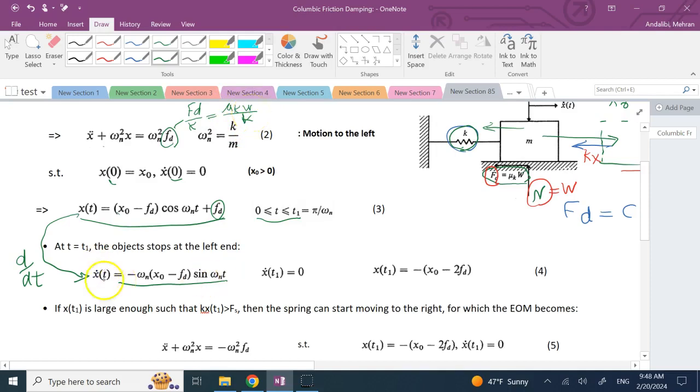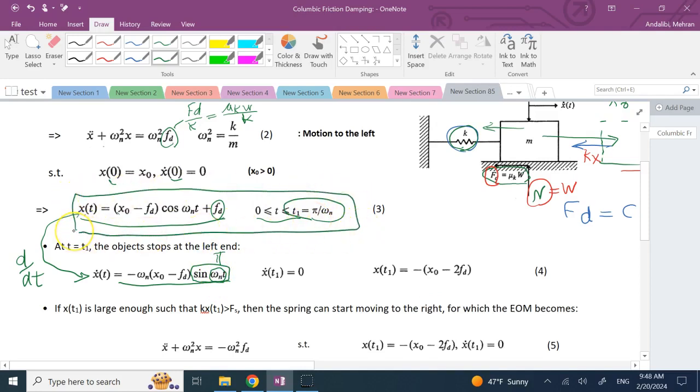So in this case, x dot is 0 when the sine is 0. And the sine is 0 at t of 0, which is the trivial solution. The next solution is when this whole thing becomes equal to pi. So t1 equals pi over omega n. Okay, so this solution here is only valid between 0 to pi over omega n. At that point, the system stops.